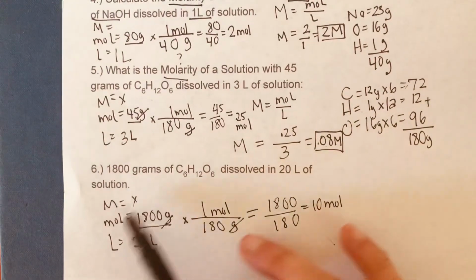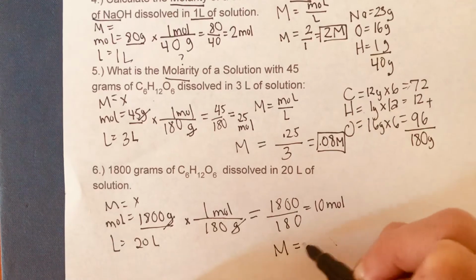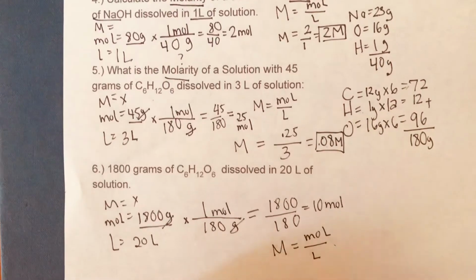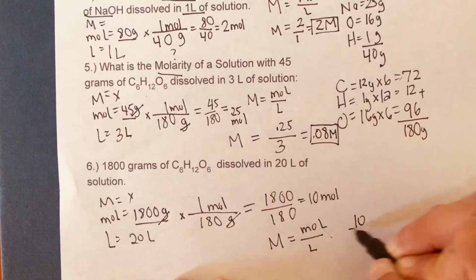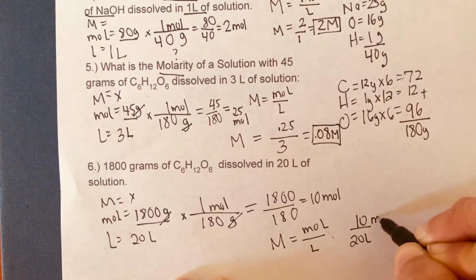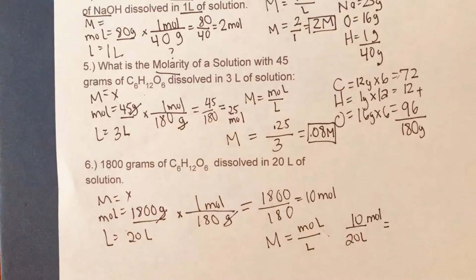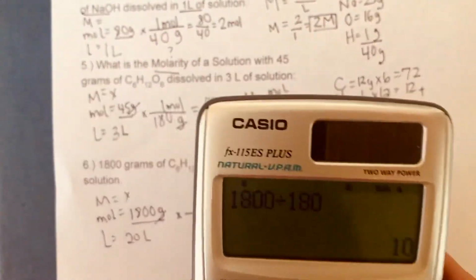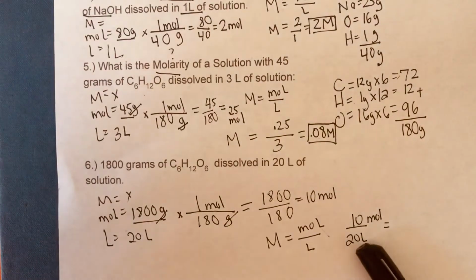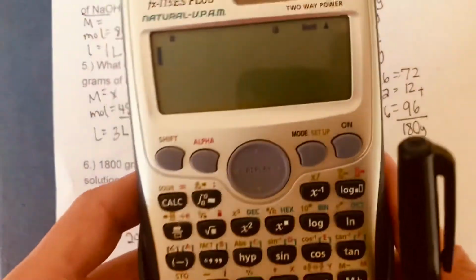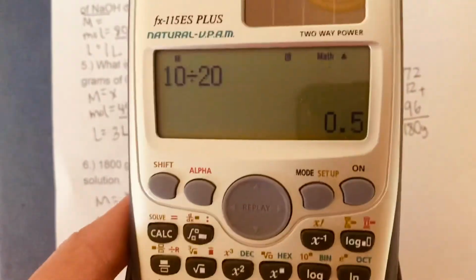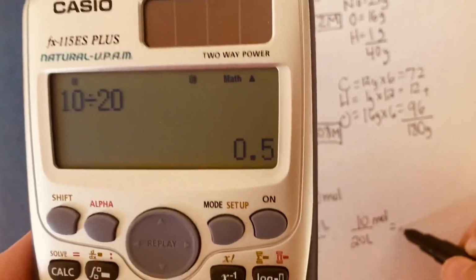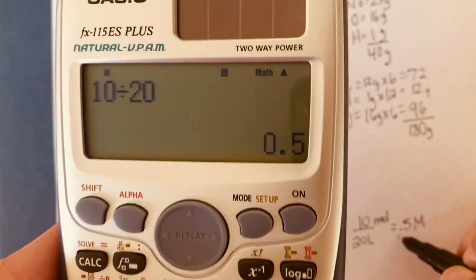So at the end here, I need to calculate my molarity, and molarity equals the moles divided by the liters, like we've been doing this whole time. So I have 10 moles divided by 20 liters. So 10 divided by 20. So one mistake students make is they always put the bigger number first when they're dividing. You just have to make sure you always put the number at the top of the fraction first, because that's just a common error to make. So this is 0.5 molarity, or 0.5 molar.